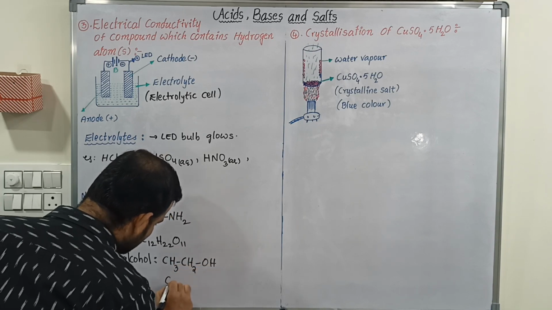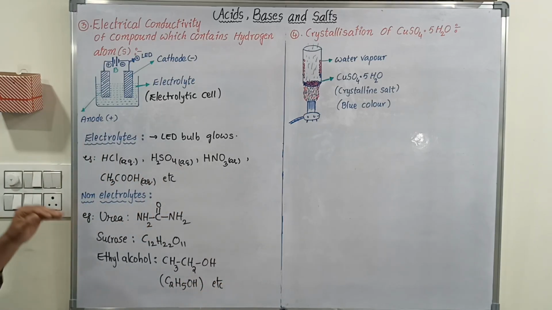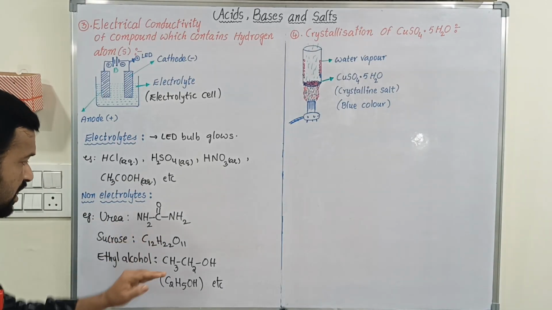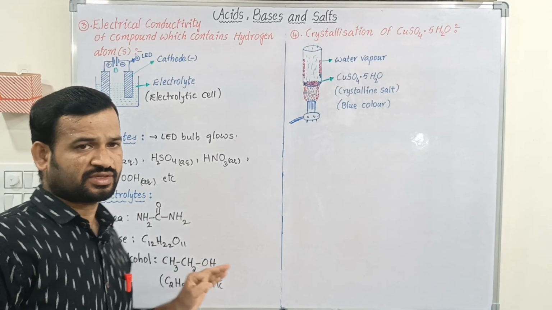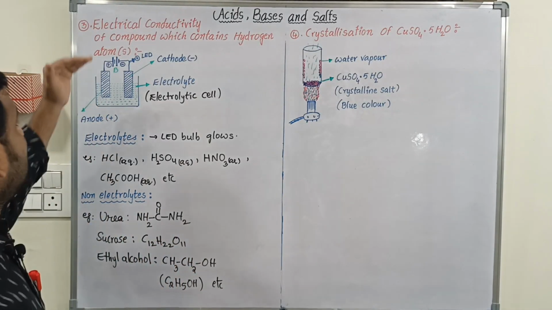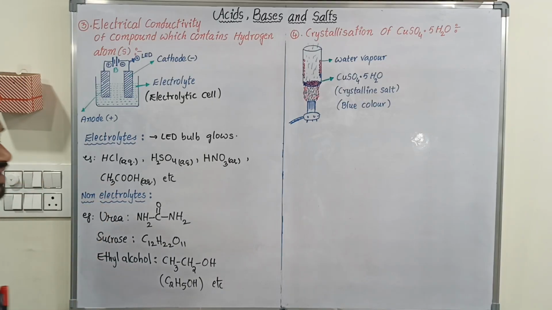So simply we can write C2H5OH. So etc. So these are called non-electrolytes. These are having hydrogen atom, but these do not conduct electricity. Means these are not called as acids. So this is electrical conductivity of compounds which contain hydrogen atoms.